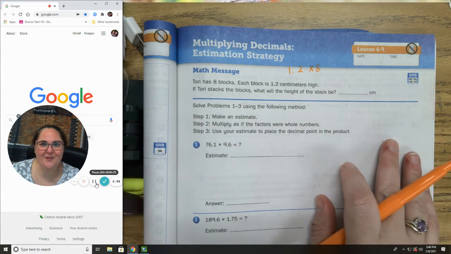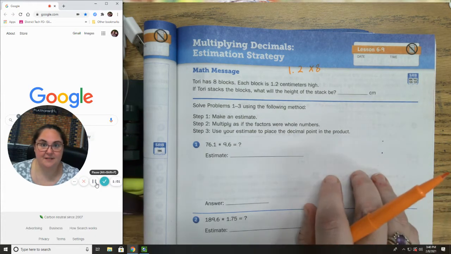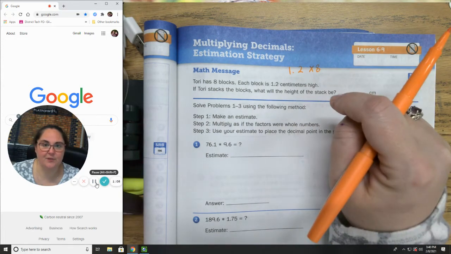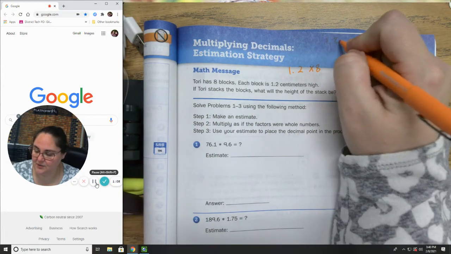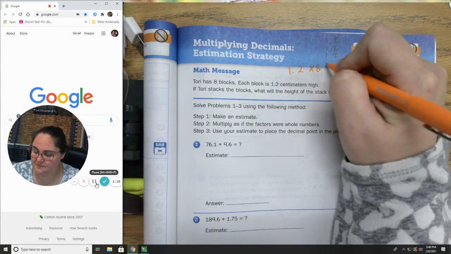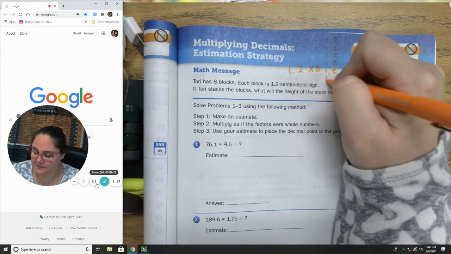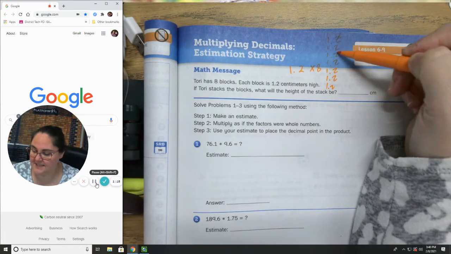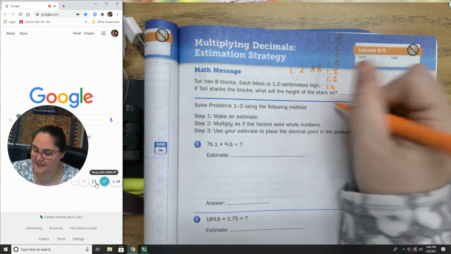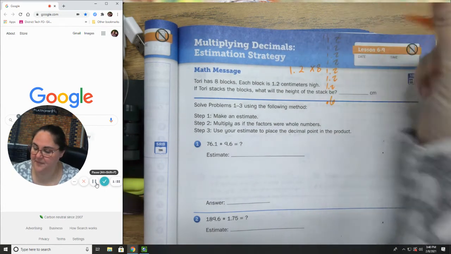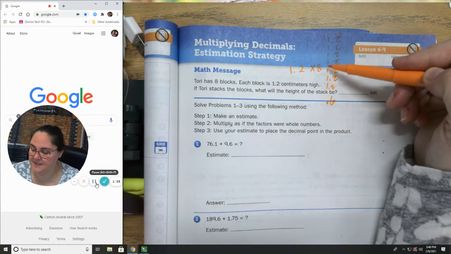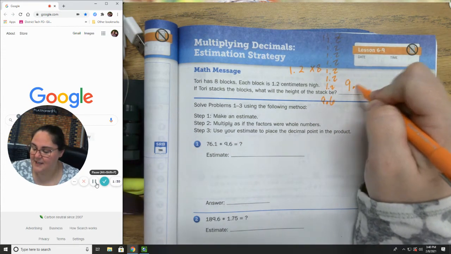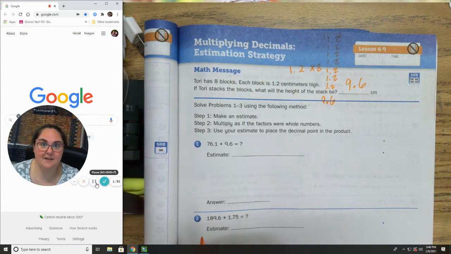All right, one way that you can do this is you can use repeated addition. You can do 1.2 and add it together 8 times. 1.2, 1.2. So 2, 4, 6, 8, 10, 12, 14, 16. Carry my 1. 1, 2, 3, 4, 5, 6, 7, 8, 9. So 9.6 should be your answer, right?